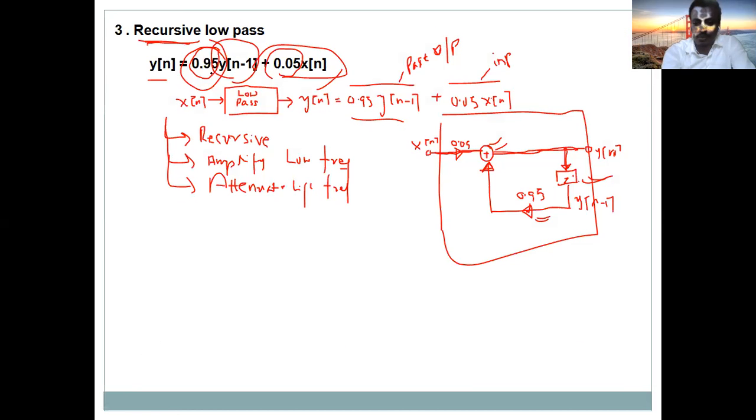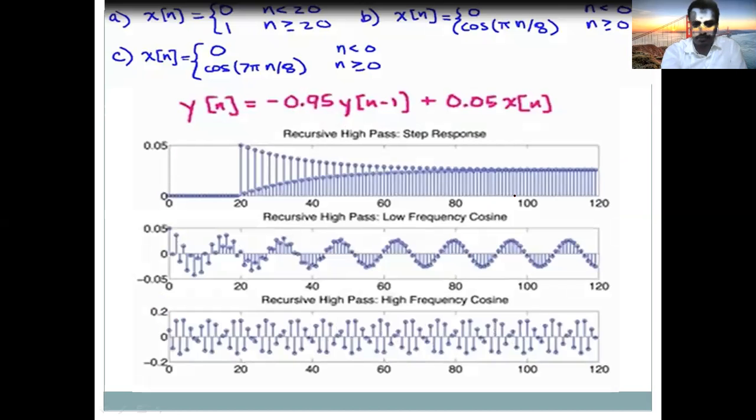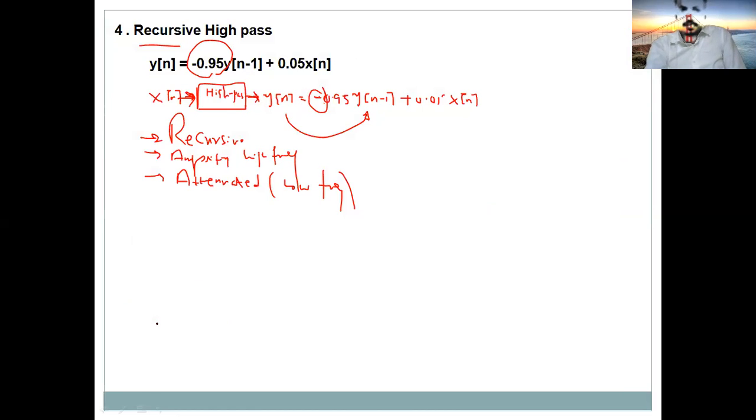So in your design, what should we do? Mostly this you can implement using software. If you make this negative here on this diagram, 0.95, it becomes a high pass filter. A high pass filter means low frequencies are attenuated. Let's check. You see now the low frequency part is attenuated. The high frequency part is amplified. Okay. This is a recursive high pass filter. That's what we call a recursive high pass filter.